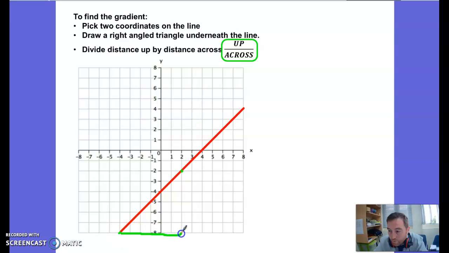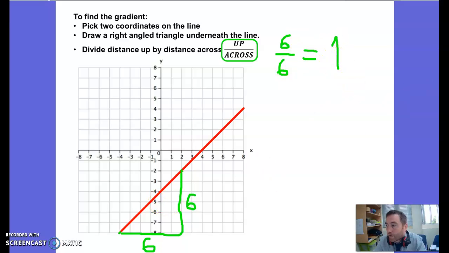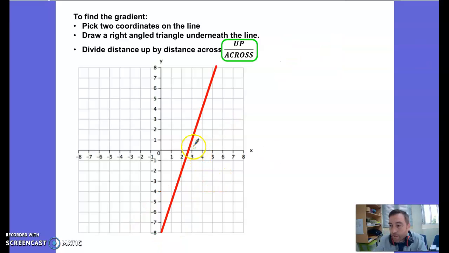So draw in my right angle triangle there very badly. 1, 2, 3, 4, 5, 6 units of rise for 6 units of run, or 6 units of up for 6 units across. So this has a gradient of 1. 6 divided by 6 is 1. Let's do some more examples. Here, pick a point, rise of 3, run of 1. 3 divided by 1 is 3.